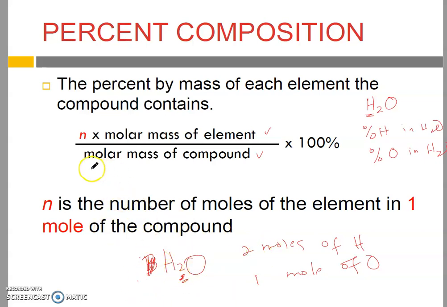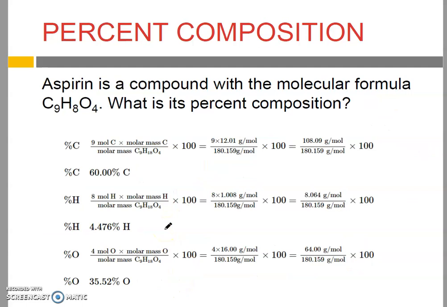So here, for the percent of H in H2O, it is 2 times the molar mass of hydrogen, 1.008, over the molar mass of the compound. The molar mass of H2O I can calculate, around 18 grams per mole, times 100%. The 1.008 you can find from the periodic table. So let's look at an example question.